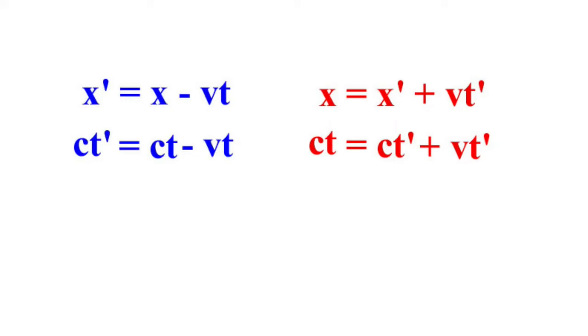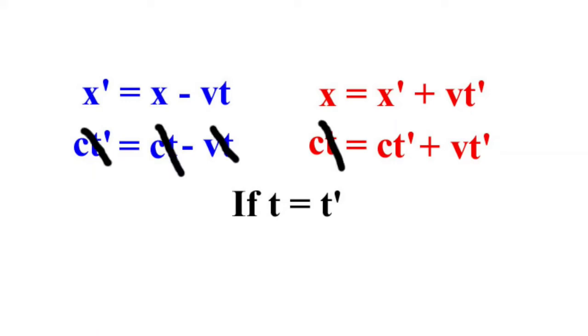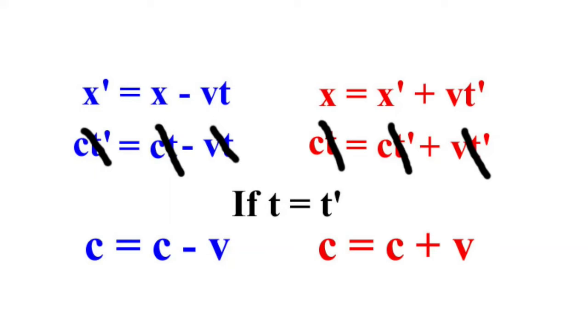Now the crucial point: are t and t prime the same? In classical physics it would be the same. The two observers measure time the same way. So if that is the case, then t prime and t will cancel throughout these formulae, and we end up with c equals c minus v, or c equals c plus v, which means that the speed of light is less than itself or greater than itself, and that cannot be.